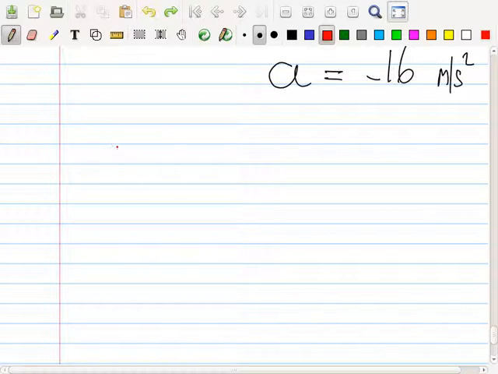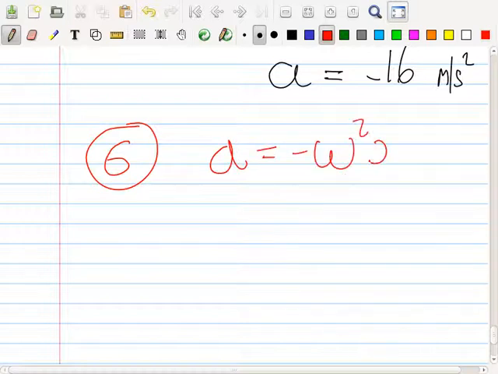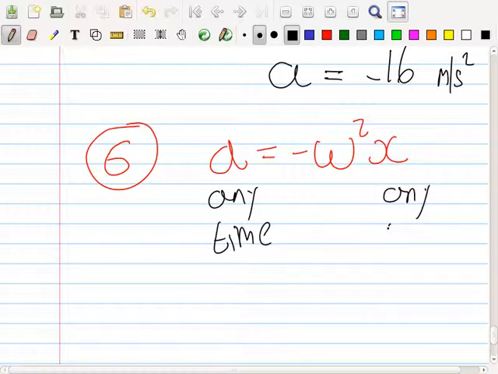Now, you have 5 formulas in total, right? I'm going to give you formula number 6 now. Formula number 6 is A equals minus omega squared x. And this is a good formula like number 5, because this can be any time. Can we explain what A means again? A is acceleration. X is meters.